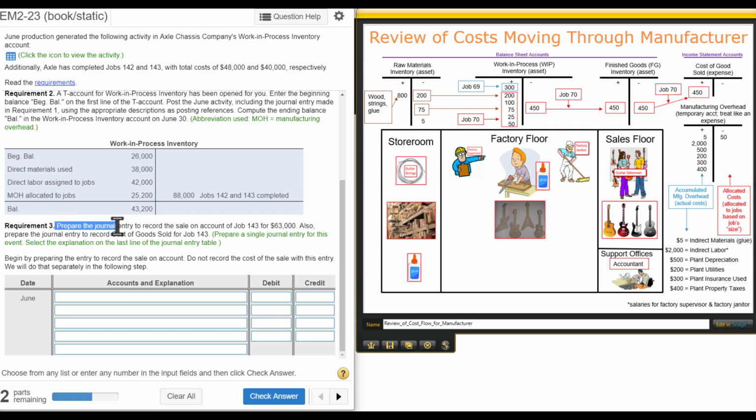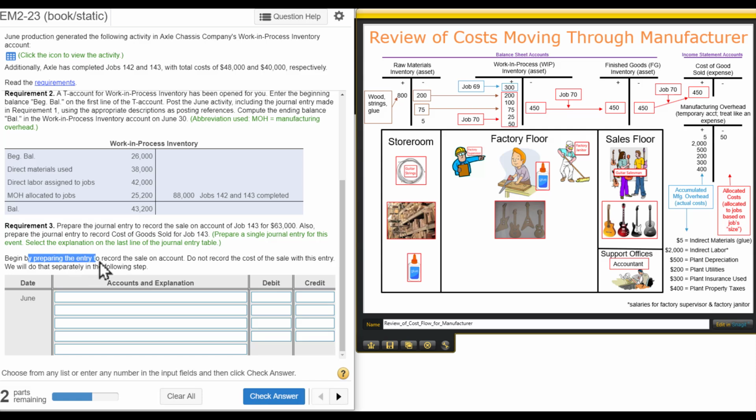Requirement 3, prepare the journal entry to record the sale on account of job 143. So this job 143, which cost us $40,000, we sold it for $63,000. Cha-ching! Also prepare the journal entry to record cost of goods sold. So prepare a single journal entry for this event. Select the explanation on the last line.